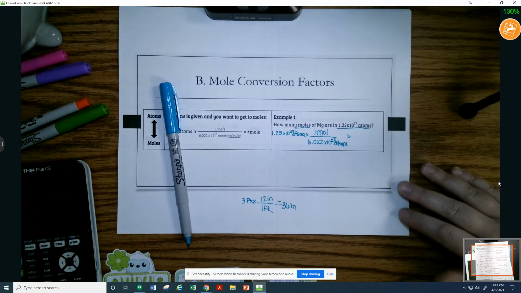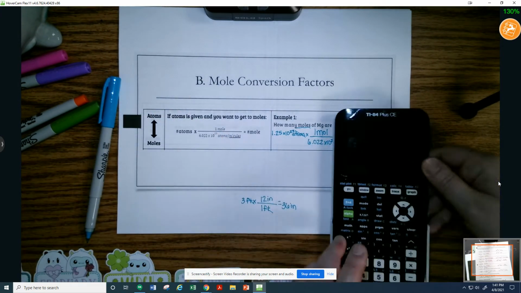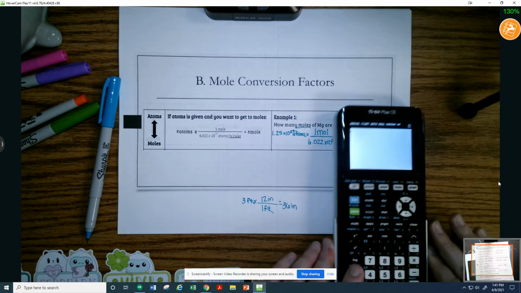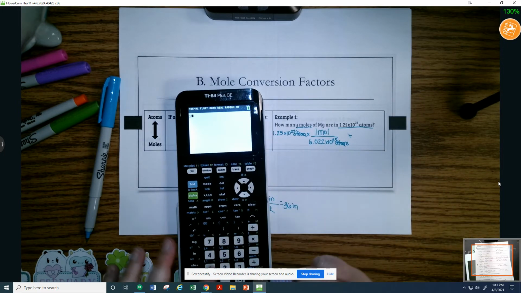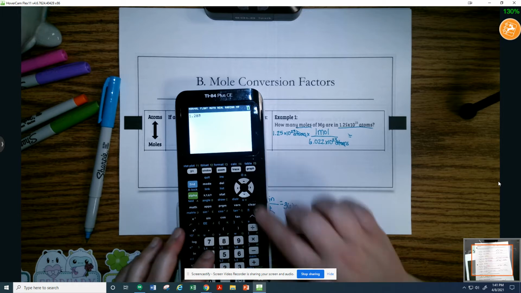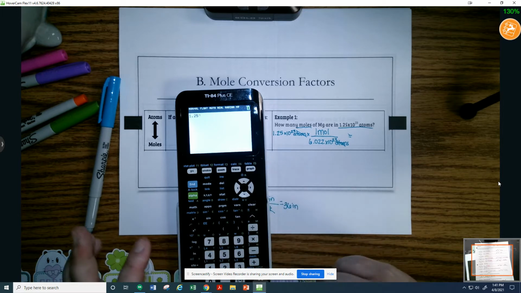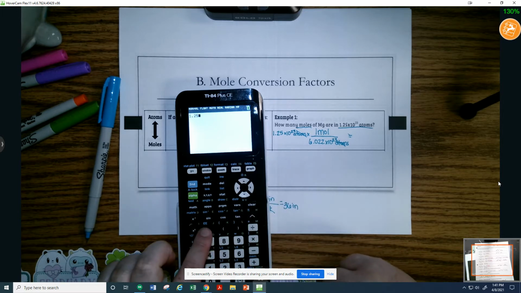Now, how in the world do you put this into your calculator? If you have any kind of graphing calculator, this is going to follow the same process. We're going to take 1.25. We're not going to do this whole times 10 thing. See this EE key? It's found on the comma button, which is above the 7. You need to hit your second comma. That will select the EE function. This stands for times 10. All that you have left to do is put in your exponent of 23.